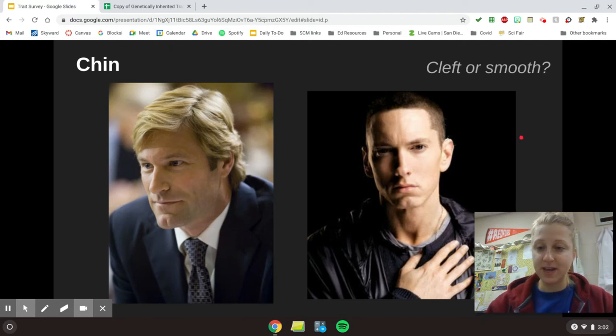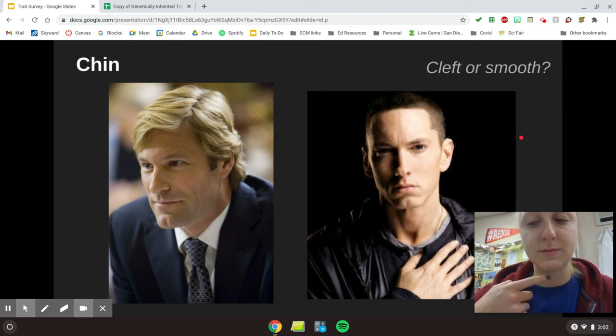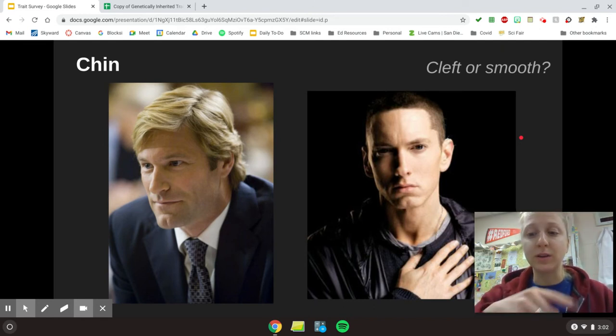Next up is a cleft chin. So is your chin smooth, or does it have some kind of crease or a divot, I guess, not so much a bump, but the opposite of a bump. These guys both have really good ones.